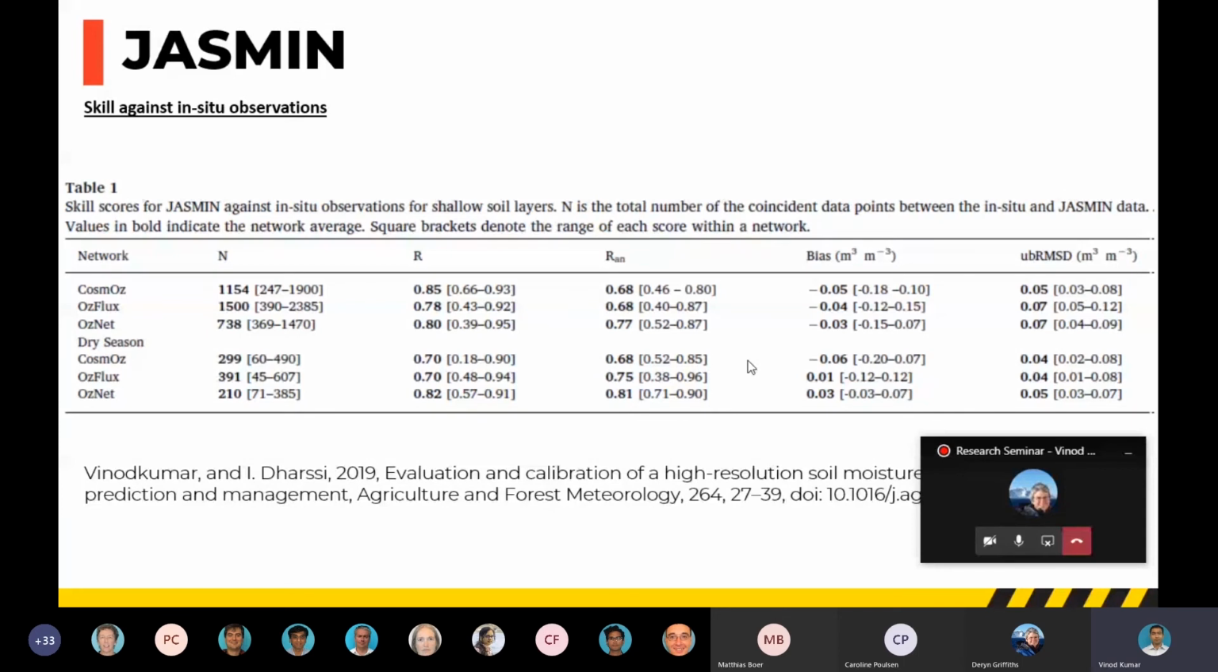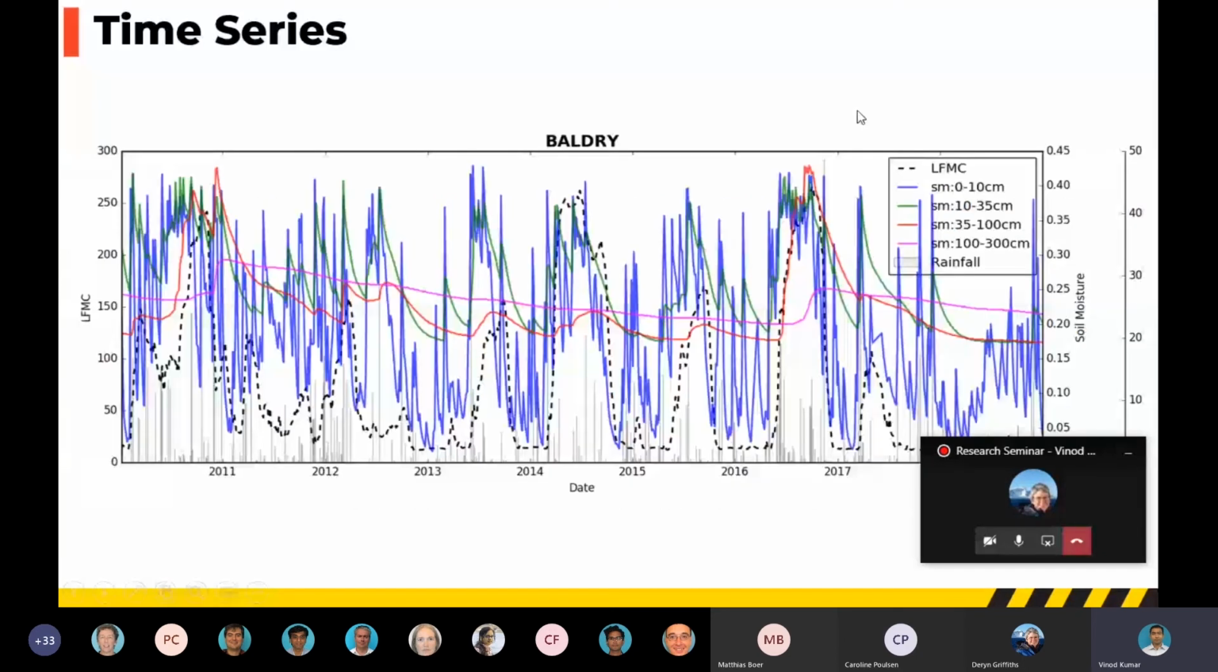So in short, I just want to highlight that the average skill over all these sites is pretty good. Okay, all right. So just looking at one of the sites.